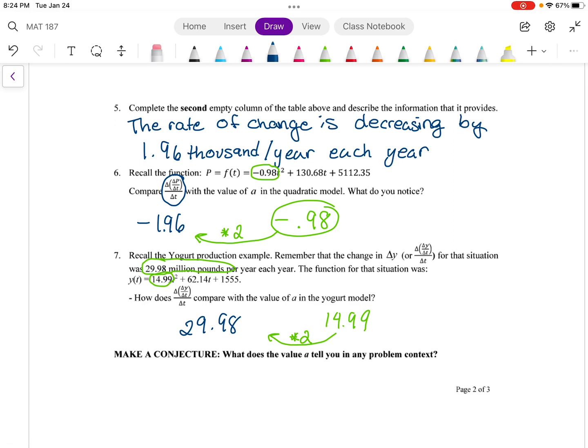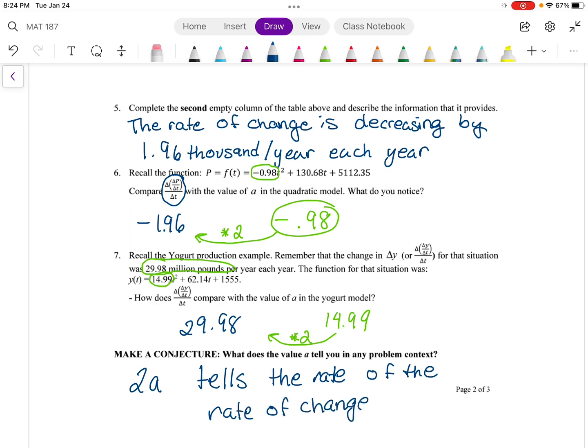So it's not just A in itself. I need 2 times A tells the rate of change. So it's going to tell us how the rate of change is changing. So that's going to help us know concavity. And so, we can get a lot of information from that.